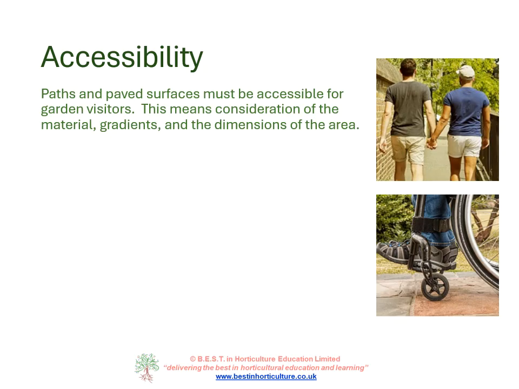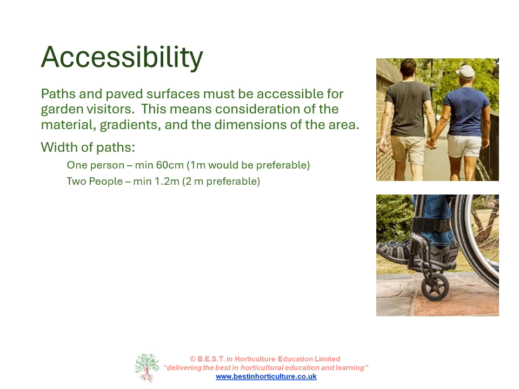Paths and paved surfaces must be accessible for garden visitors, goes without saying. This means consideration of the material, the gradients and the dimensions of the area. Some examples for paths. For a one-person path in a garden, for example, a minimum of 60 centimetres would be comfortable, although 1 metre would be preferable. To allow 2 people to comfortably walk side by side, a minimum of 1.2 metres, and again 2 metres, the more generous we can be, the more comfortable it's going to be.